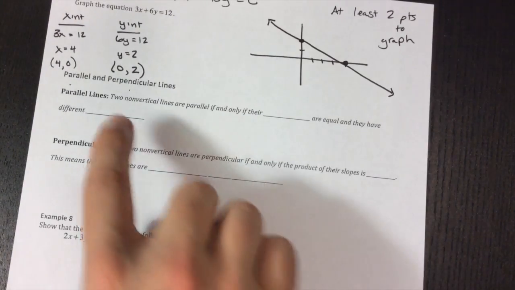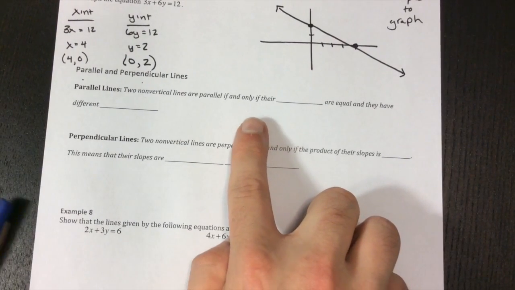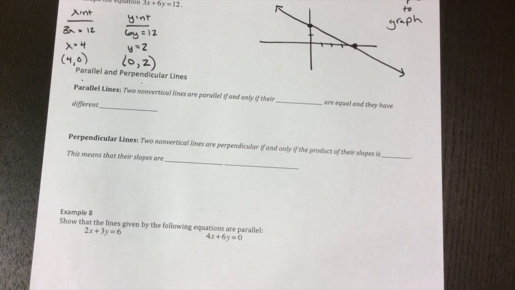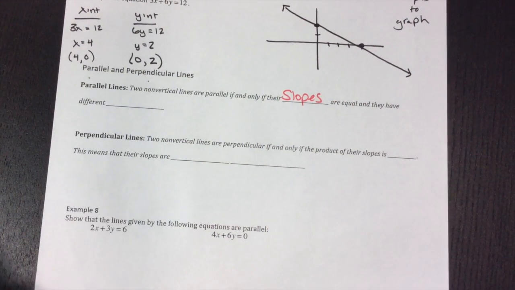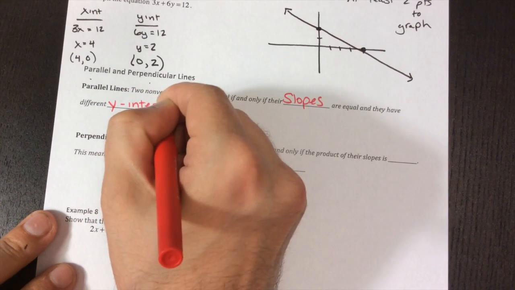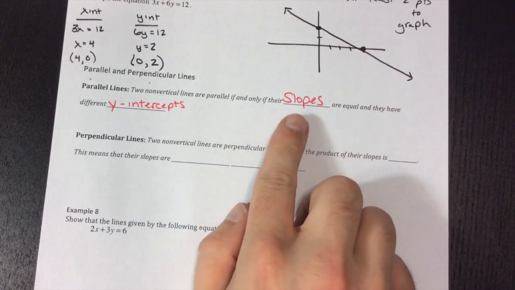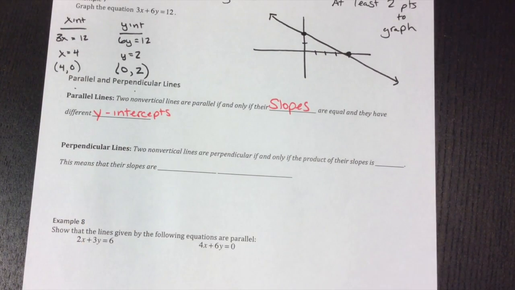Well, 2 non-vertical lines are parallel if and only if, magical words we've seen since geometry, if and only if, their slopes are equal and they have different y-intercepts. That's for parallel lines. Same slopes, slopes are equal, different y-intercepts.